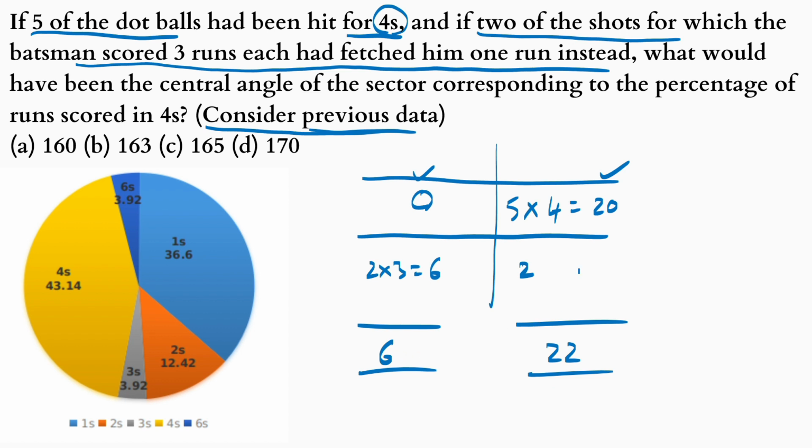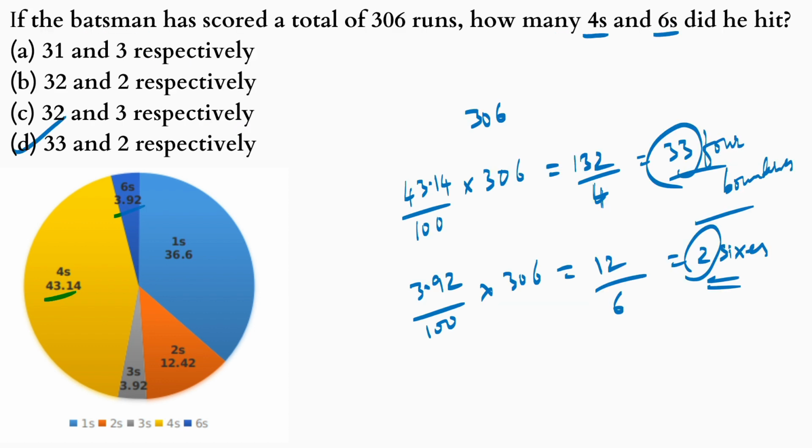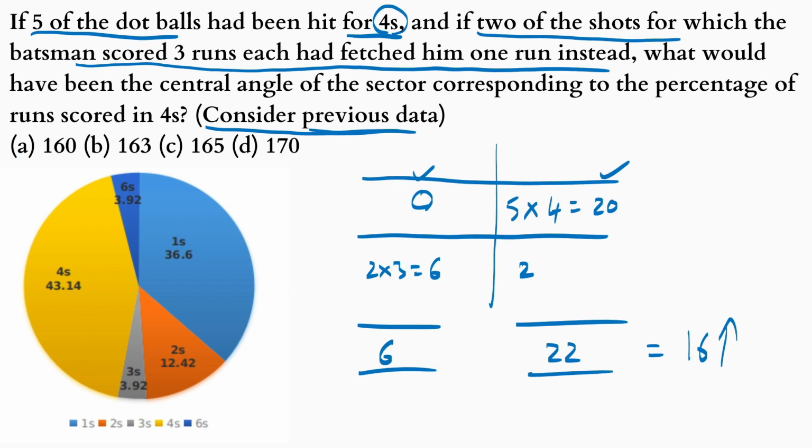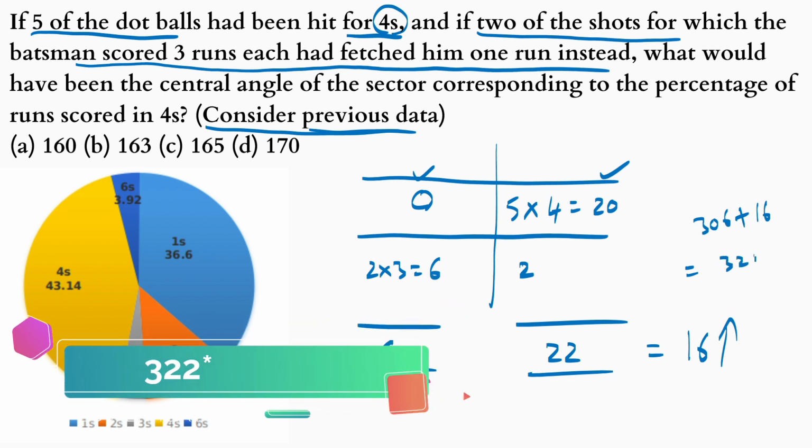So what is the net increment, right? Net increment is 22 minus 6, that is equal to 16 runs increase, right? So if there is 16 runs increase, then there will be increase in total score as well, right? So in the previous slide we have 306 as the total score, right? So 306 plus 16, this will be equal to 332.